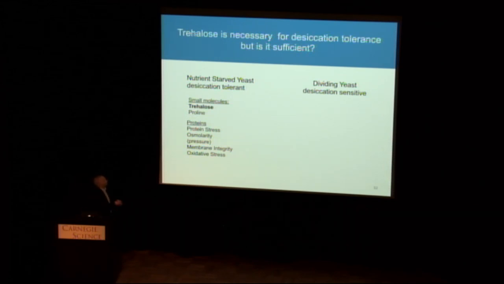So I remind you that everything I've told you about before is the desiccation-tolerant cells are the ones that are nutrient-starved, and they have all these goodies in them. The dividing yeasts are desiccation-sensitive, and they have none of the goodies. So that allowed us to do an experiment. We said, well, what if we add only trehalose back to these guys? Now we can ask the question, are they desiccation-tolerant? And now we'll ask the question, is it sufficient? Because these cells don't have anything but this. So how do you do it?